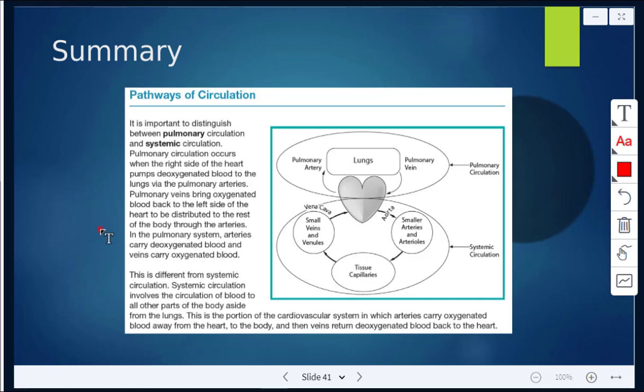All right, so in the pulmonary system, arteries carry deoxygenated blood and the veins are carrying oxygenated blood. Okay, that's different from the systemic circulation. In systemic circulation, blood is being carried to all parts of the body, but not to the lungs. This is the portion of the cardiovascular system in which arteries are carrying oxygenated blood away from the heart to the body and all the body's tissues and cells, and then the veins will return deoxygenated blood back to the heart.